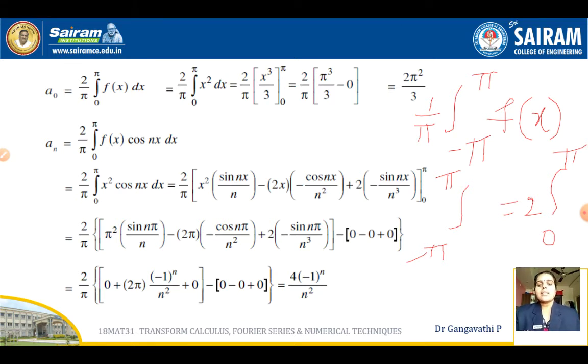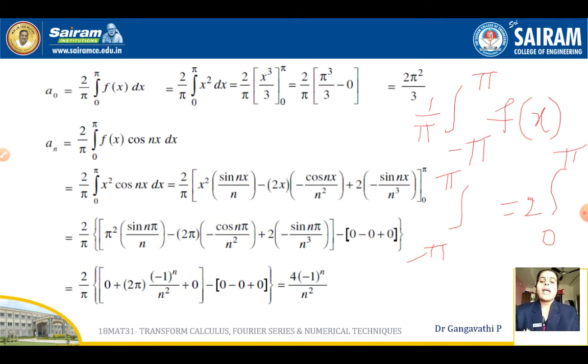So that is the reason we got a0 equal to 2 by pi integral 0 to pi. The limits minus pi to pi have been changed to 0 to pi. Again, it is an advantage for us while substituting the upper limit and lower limit. So a0 is 2 by pi integral 0 to pi f of x dx. So there are 2 advantages of checking for an even function or odd function.